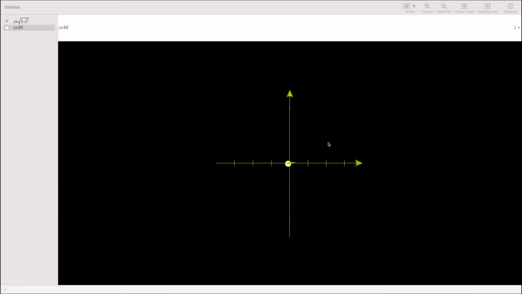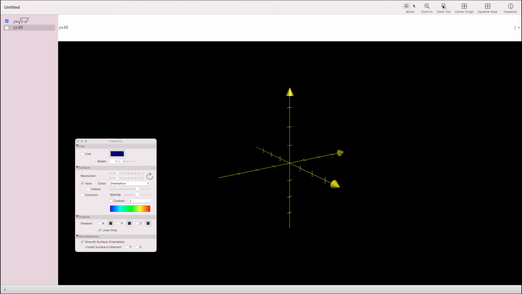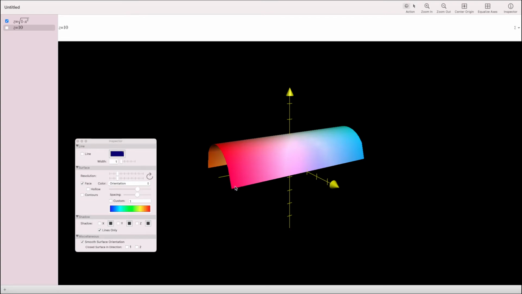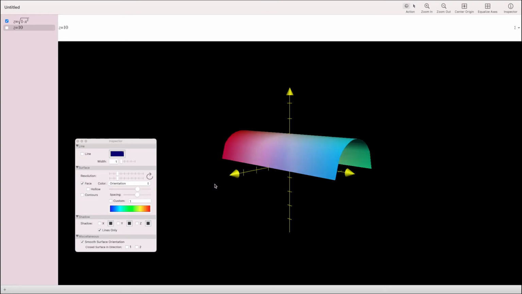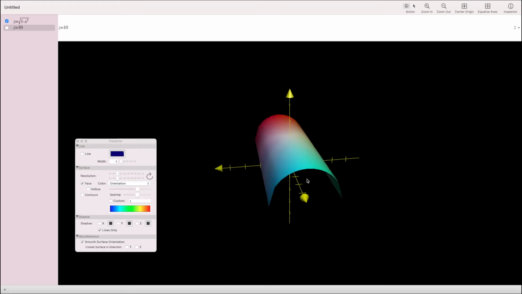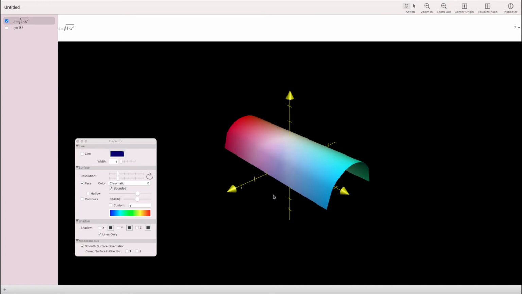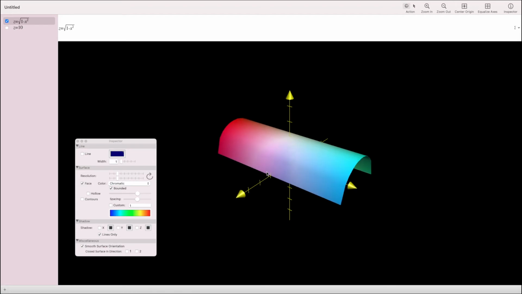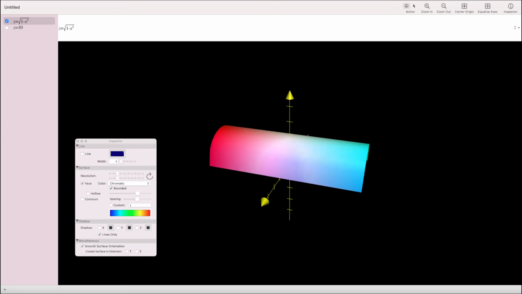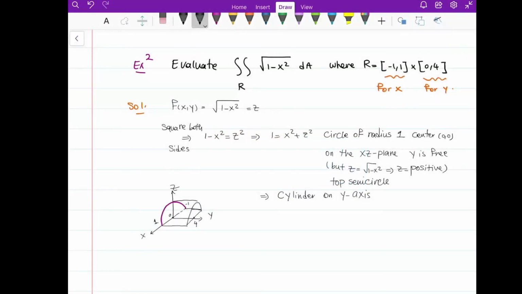Okay, so where is the graph actually? Let me see. There you go. You see, this is the x-axis, this is the y-axis, and that's the top half of this cylinder. z equals the square root of 1 minus x squared. Okay, but what do we want? We just want y from 0 to 4. We just want this part in here. Okay, so how do I calculate that?